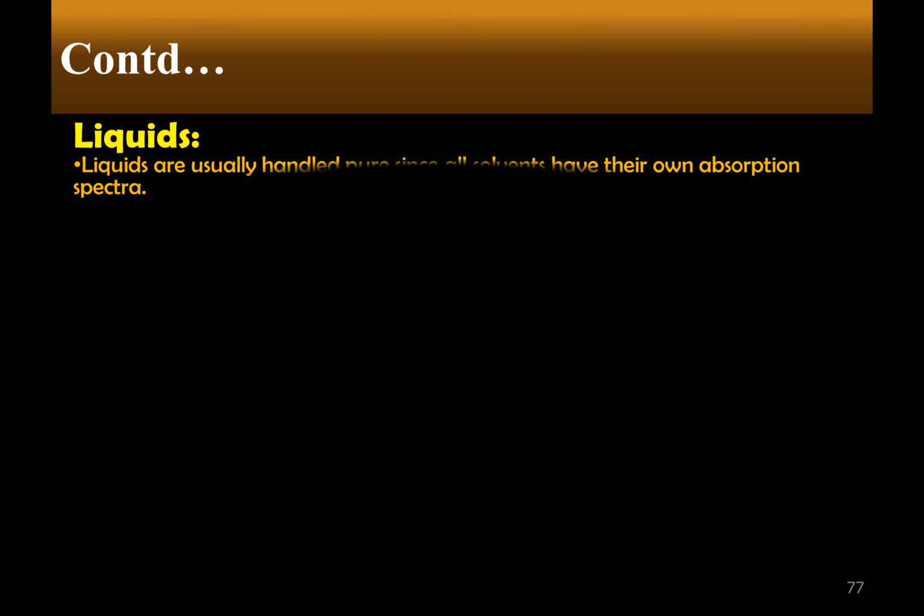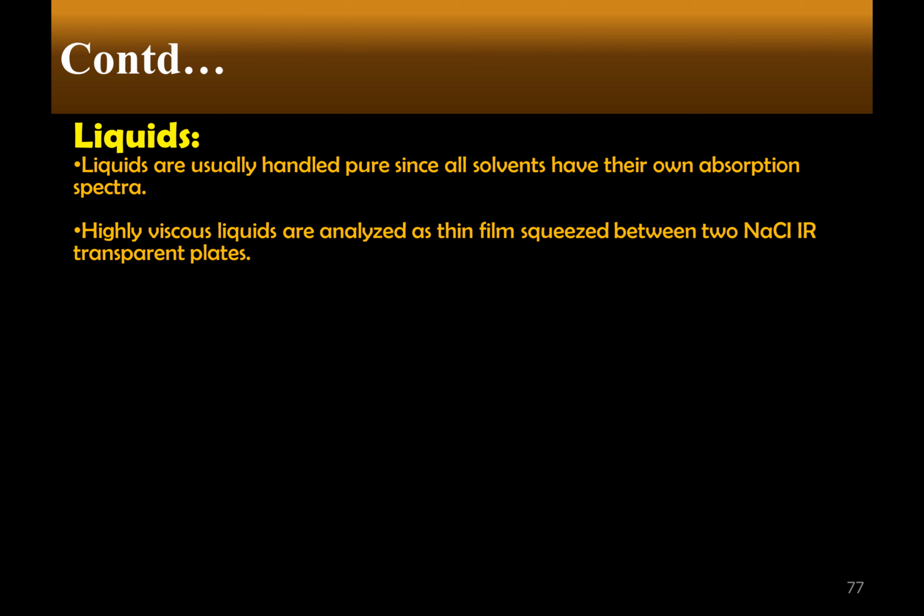How are liquids done? Liquids are usually handled pure, since all solvents have their own absorption spectra. Highly viscous liquids are analyzed as thin films squeezed between two NaCl IR transparent plates. The same thing I told you, solutions also are squeezed between the two plates, so they form a thin film. Just put a couple of drops and squeeze them. Film thickness is so thin, 0.01 to 0.1 mm.